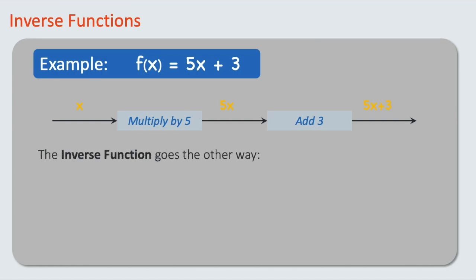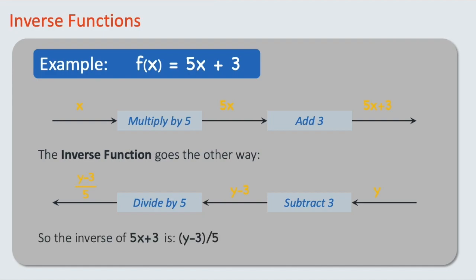The inverse function goes the other way. In this case, we will take the variable y, subtract 3 giving us y take away 3, followed by division by 5 resulting in y take away 3 all over 5, or divided by 5. So the inverse of 5x plus 3 is (y take away 3) divided by 5.